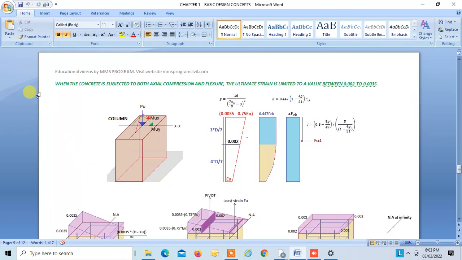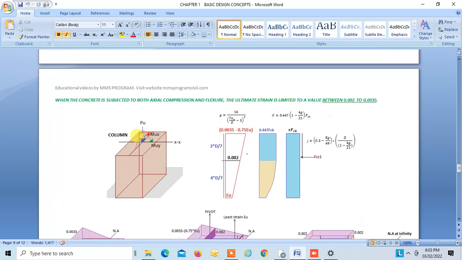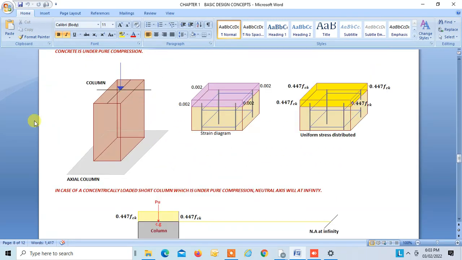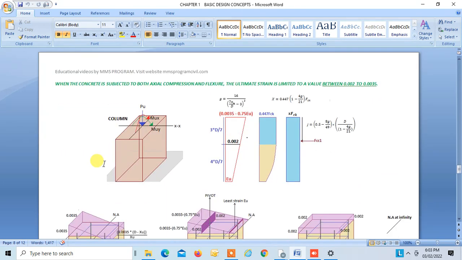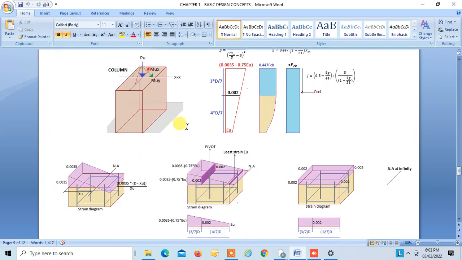When the concrete is subjected to both axial compression and flexure, the ultimate strain is limited to a value between 0.002 and 0.0035. Very important. Such cases rarely occur in the practical field. All the columns are usually biaxial columns, subjected to axial compression and flexure both. So this is the first case.